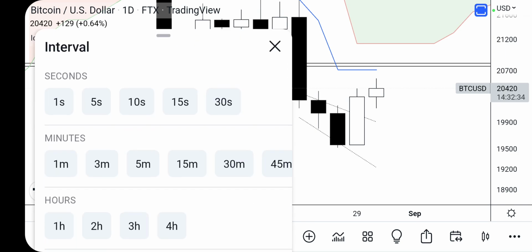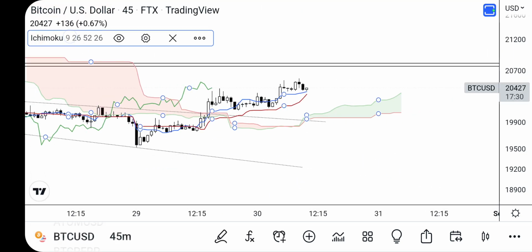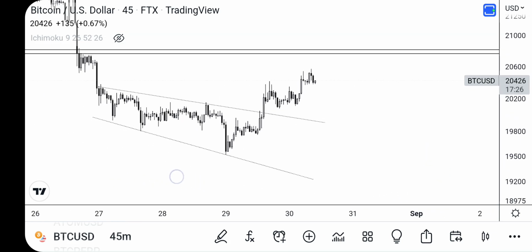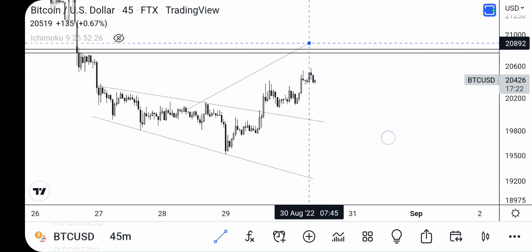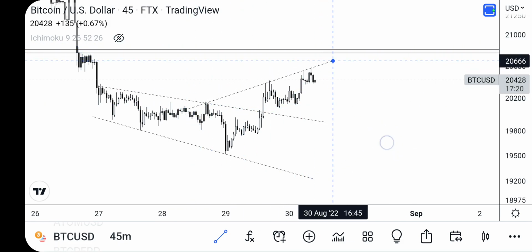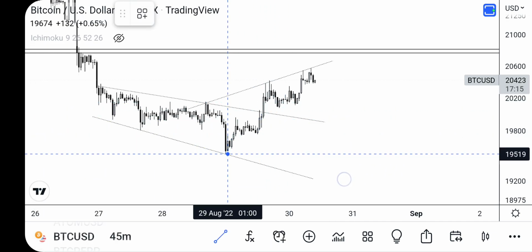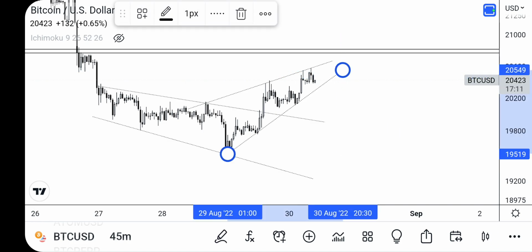Now on the lower time frame again, 45 minutes, let me remove the Ichimoku, we're getting this rising wedge, which I really don't like when we're getting multiple or mixed signals here. So the best thing is to relax and wait for the higher time frame to play out. So we're getting this rising wedge, but that doesn't mean that price would not even push higher to this level.